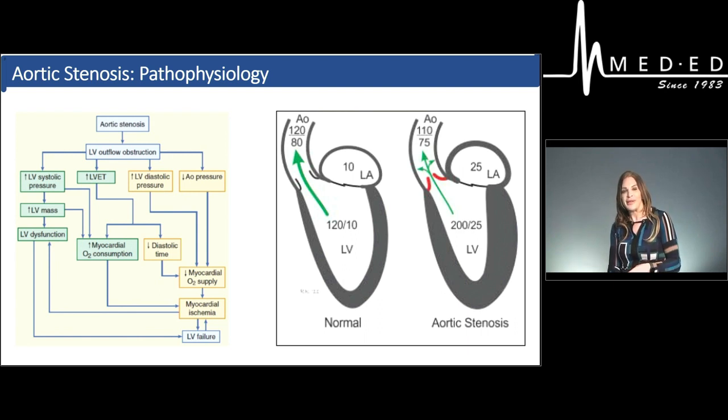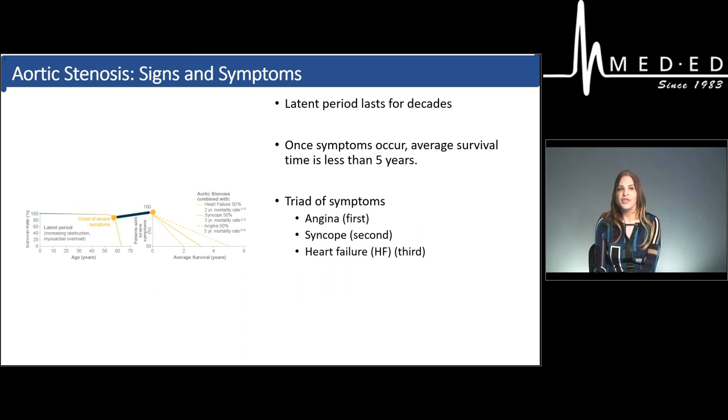And then over time, pressure in the left ventricle is going to back up into the left atrium. The left atrium is not going to be able to send all of its blood down into the left ventricle. So the left atrium is going to dilate, and it's going to have to hypertrophy in order to send the blood down into the left ventricle. Now, most patients don't develop signs of aortic stenosis for decades. And unfortunately, once most patients start having symptoms, their average survival time is less than 5 years.